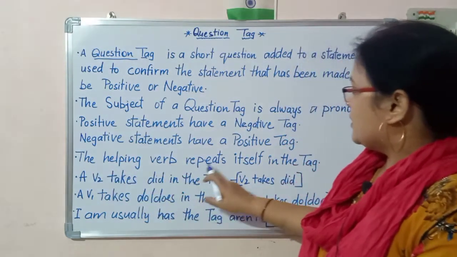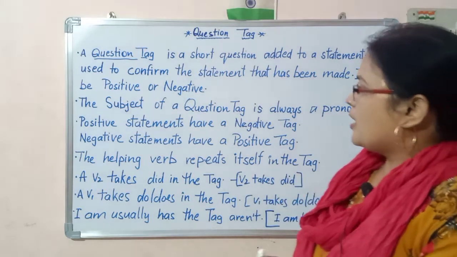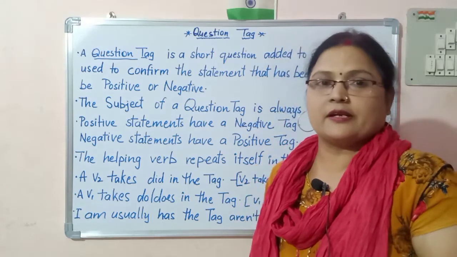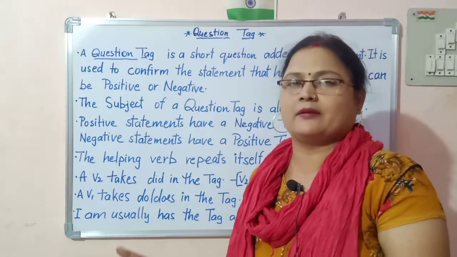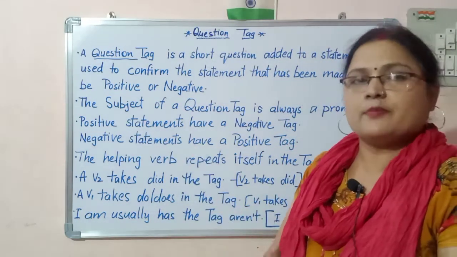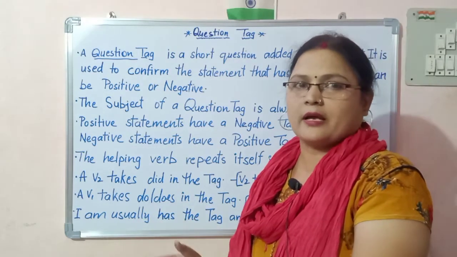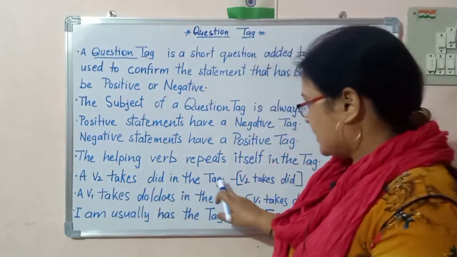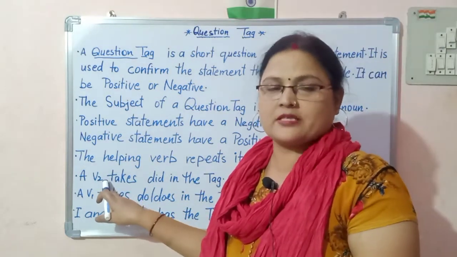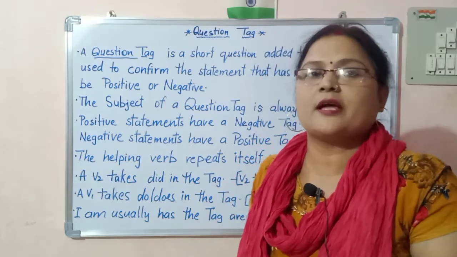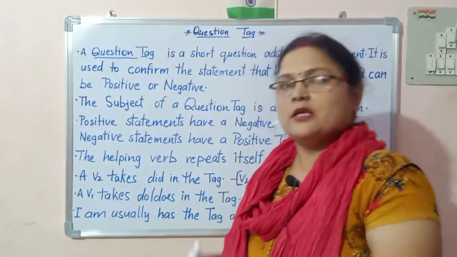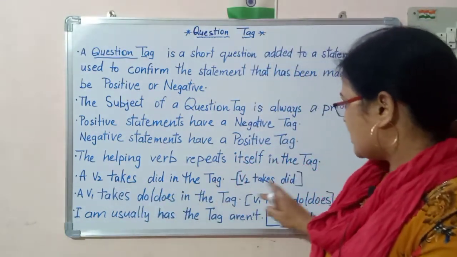The helping verb repeats itself in the tag. Whatever helping verb we used in the sentence, such as am, are, was, were, can, that same helping verb we repeat in our tag also. V2 takes did in the tag. That means a simple past statement. In simple past we don't use any helping verb. If the statement is positive, affirmative, then as a helping verb we use did.